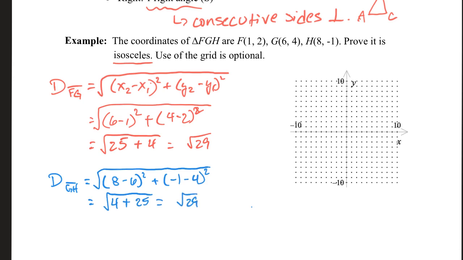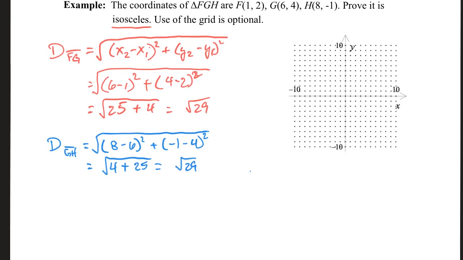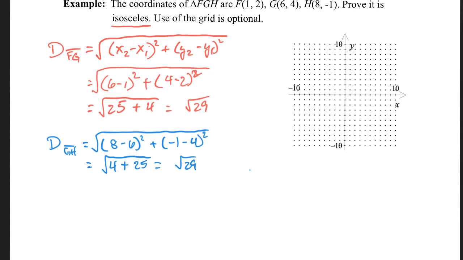So good, I have my 2 equal sides so far. So I think that FG and GH are the 2 sides that make it isosceles, but I need to check that third one just to make sure that it's not an equilateral triangle. So my next pair that I need to check is FH. That's my last pair. If you need to draw a picture just to make sure which ones you have done, you can either graph it on the graph because the use of the grid is optional.